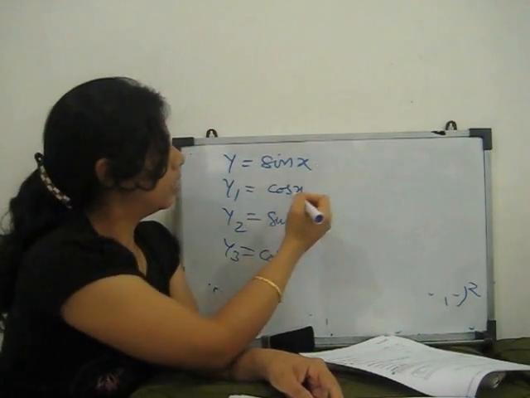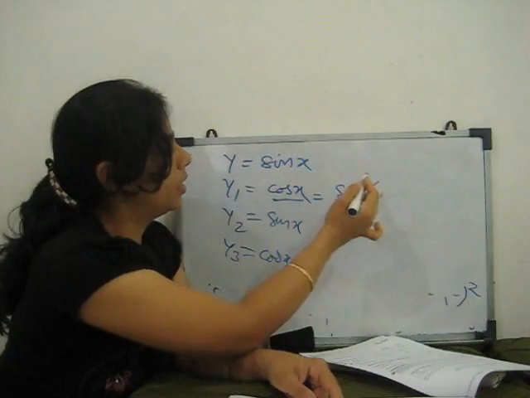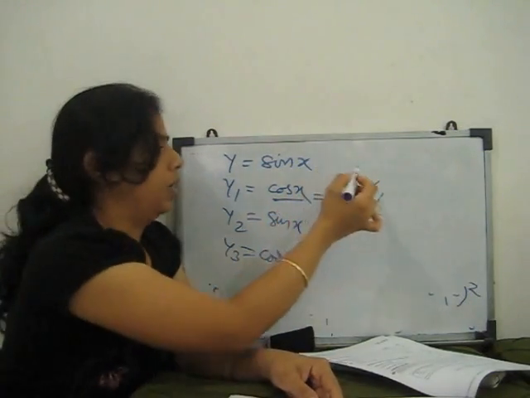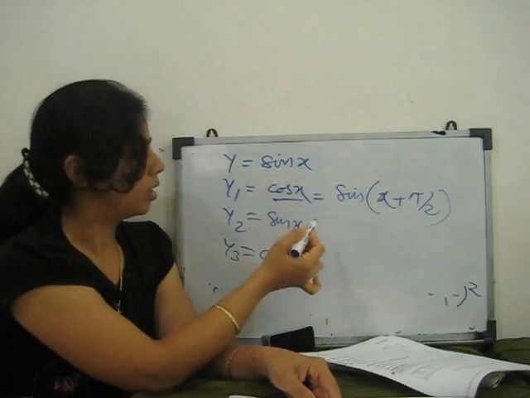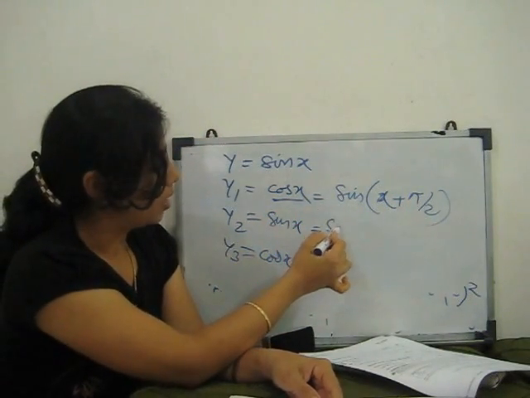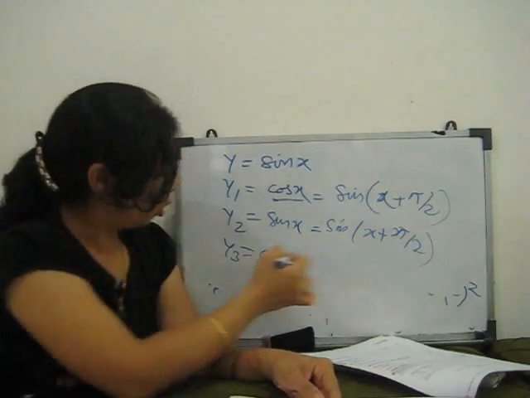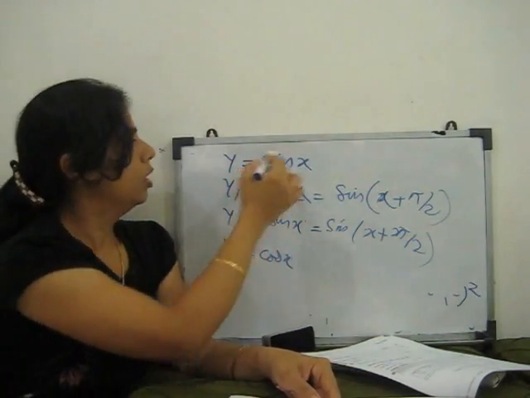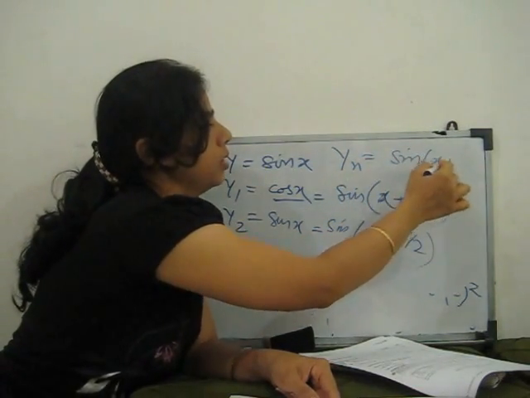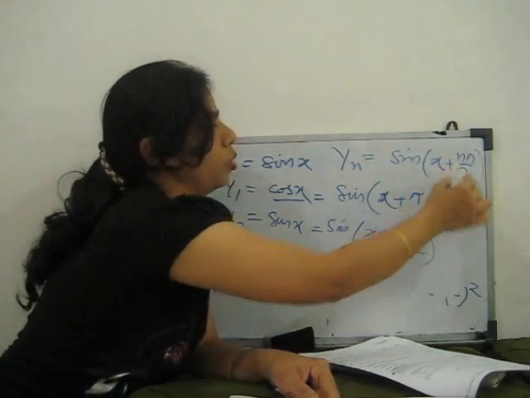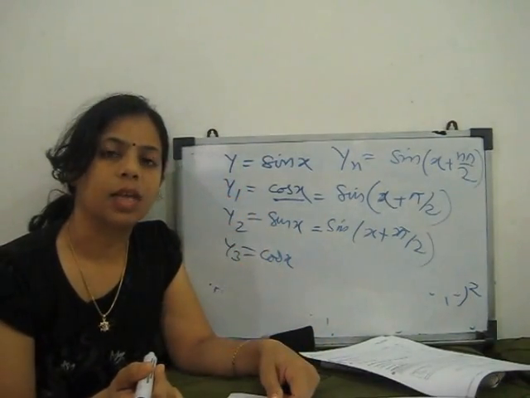General term means this we write again as sin of 90 plus theta. So sin(x plus pi by 2). Sin(90 plus theta) is cos theta. This is again sin(x plus 2 pi by 2). So y3 is sin(x plus 3 pi by 2). So the general term yn is equal to sin(x plus n pi by 2). The nth derivative of sin x is sin(x plus n pi by 2).